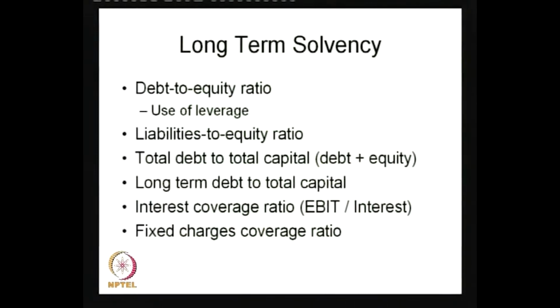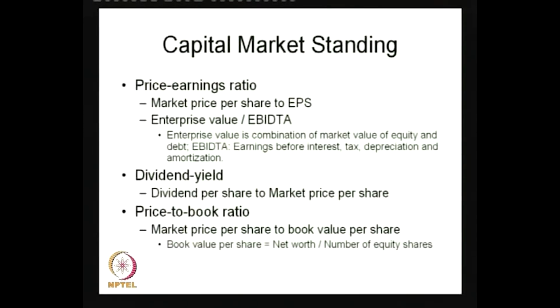Then we go to the next category of ratios, that is capital market standing. As we discuss in this ratio, we talk about how this particular company stands in the capital market. The first ratio in this case is the price earnings ratio, where we talk about market price per share to earnings per share. We find the market price for this share from the capital market, and instead of taking the market price on a particular day, one can take the average market price during a particular period and divide it by the earnings per share of the company.